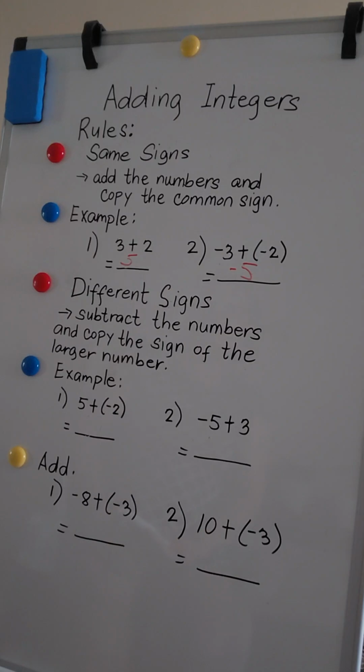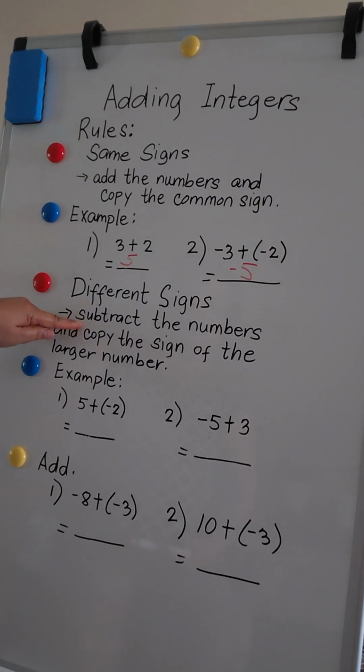Now, another rule is adding integers with different signs. When we say different signs, you're adding positive and negative, or you're adding negative and positive integers. So let's take a look in here. Take note, when adding different signs, subtract the numbers. When adding same signs, add the numbers.